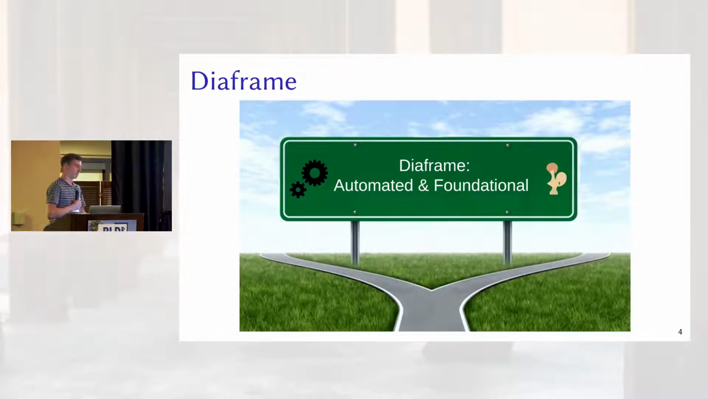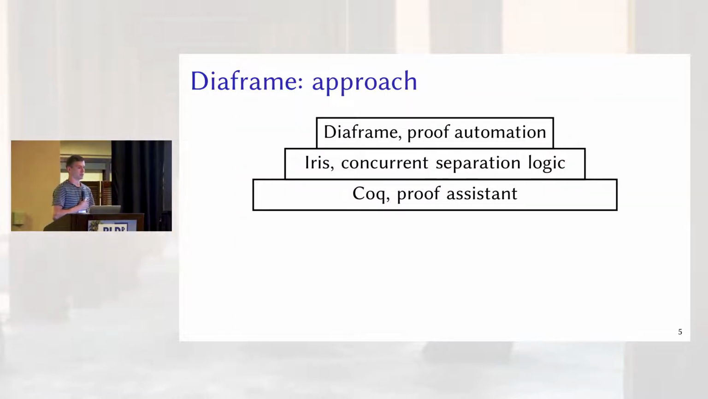We built a tool called Diaframe, which is both automated and foundational. And this gets the best of both worlds, we think. So we get an expressive framework with strong guarantees and still requiring little user effort to perform these verifications. So how did we get there? Well, we built on top of existing work on such verifications. Specifically, we built on top of Iris, concurrent separation logic inside the Coq proof assistant. Iris is already very expressive and has a soundness proof; the only thing really missing there is good proof automation to do these verifications.